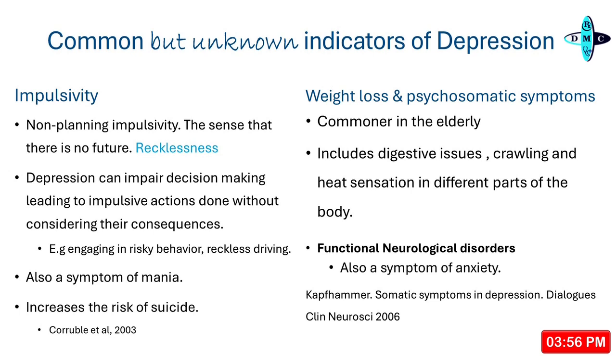So that impulsivity is as a result of how you're feeling, and that is how come it's an indicator of depression. Because depression impairs decision making and motivation, it leads to making rash, impulsive decisions, and that is why impulsivity is an indicator of depression. Another common but unknown indicator is weight loss, and then the psychosomatic symptoms I mentioned earlier.